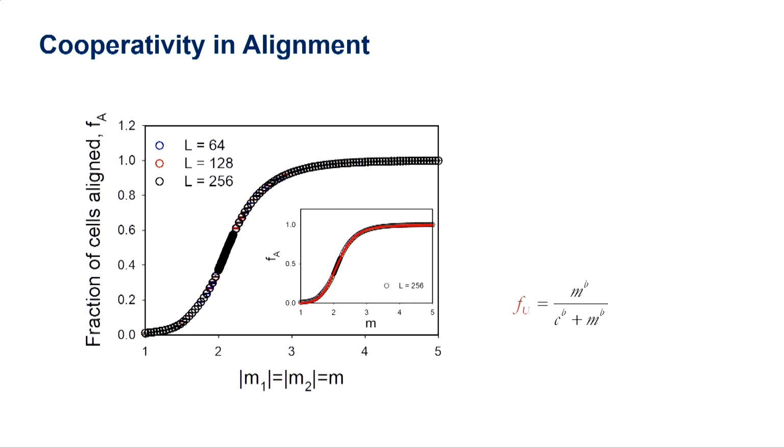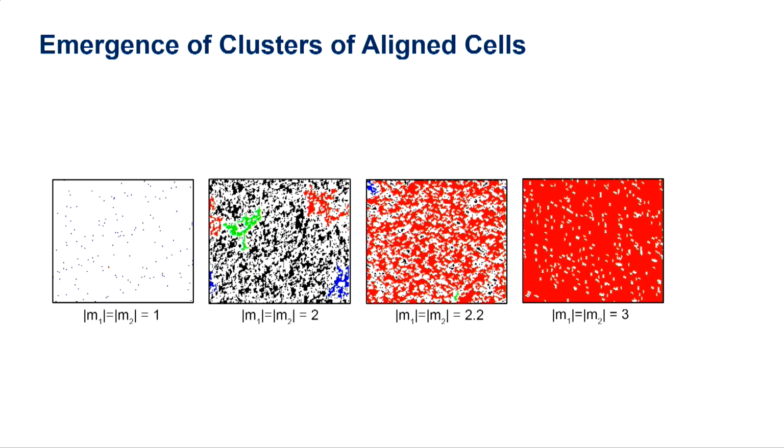Cells can get aligned because of this local interaction. But that's not much interesting to see. This is not a phase transition, obviously. This is a smooth sigmoid behavior. So what we do now is we try to look at images, right?